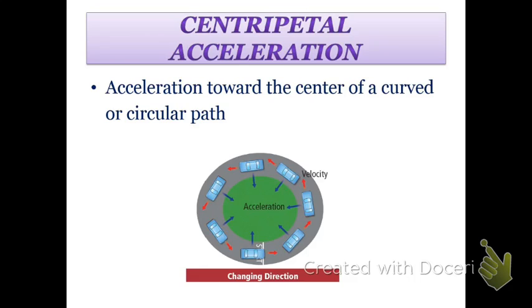There are different types of acceleration. One specific type of acceleration is called centripetal acceleration. Centripetal acceleration is where you just have acceleration towards the center of a curved or circular path. So if something is moving in a circular path, the acceleration, as you notice in this picture, is all going towards the center, and that's centripetal acceleration.